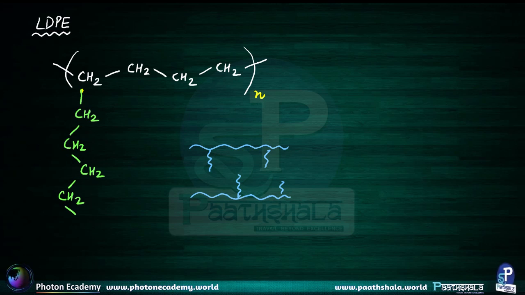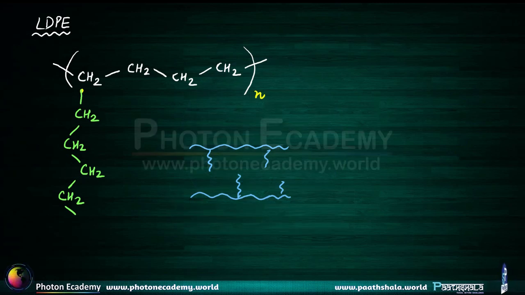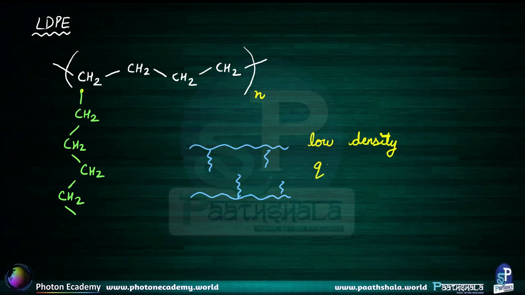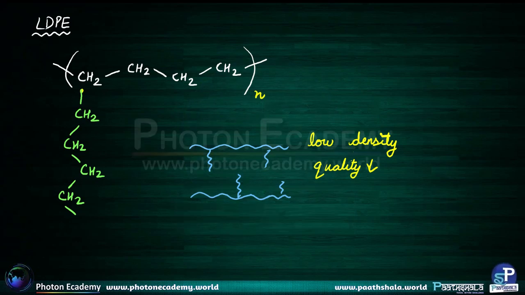Now, because this is a branched polymer, we know a branched polymer will not allow the polymeric chains to come in contact with each other, and therefore low density is a feature of this kind of polymer. So low density, therefore the name LDPE. Also, because of this low density, it is of low quality. So the quality is also degrading. Because the quality is degrading, it is a low grade polymer, and this is used to make polythenes that we usually carry as carry bags. You can see this type of polythene being used. The packing bags are made up of this LDPE.